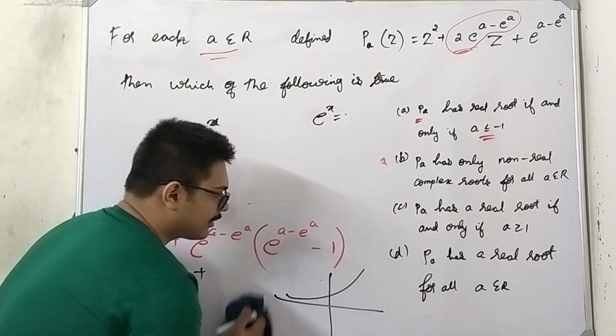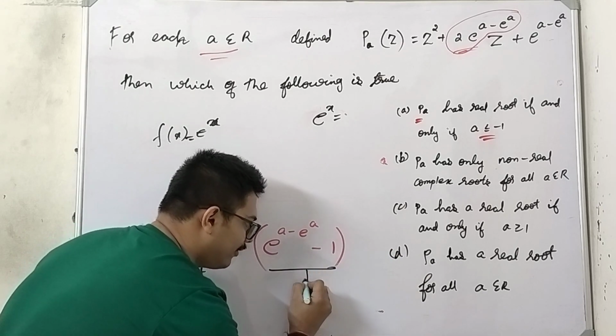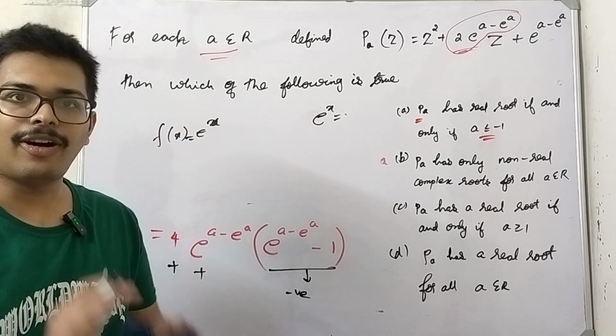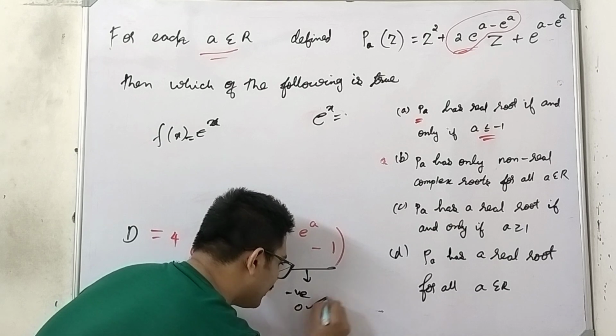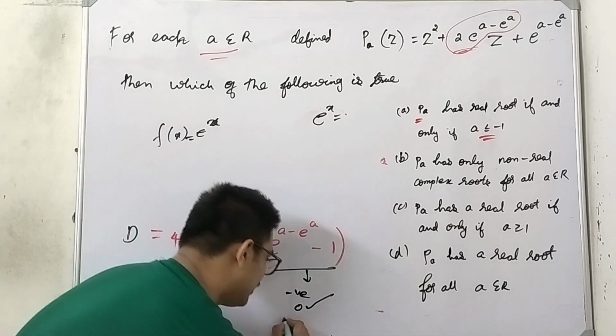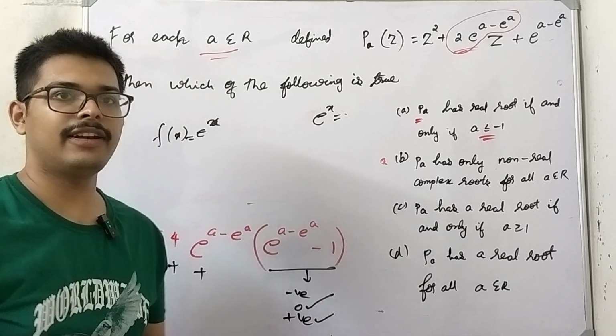The sign of the d value differs on this term. So if this term is negative, there are complex roots only. If this term is 0, there is a unique solution. If this term is positive, there are 2 distinct real roots.